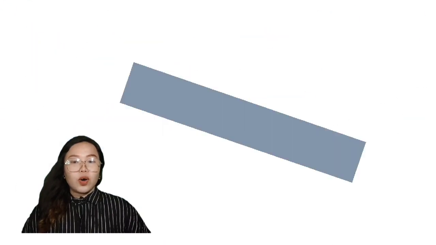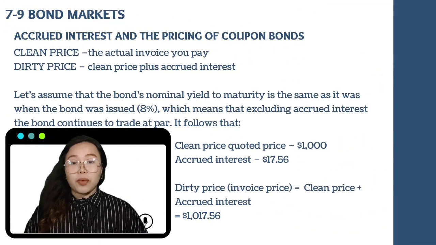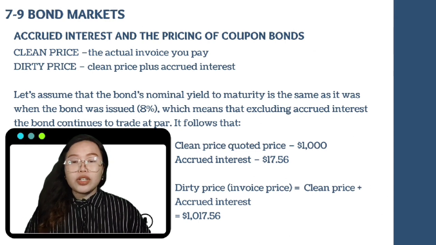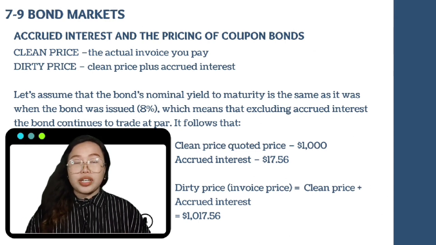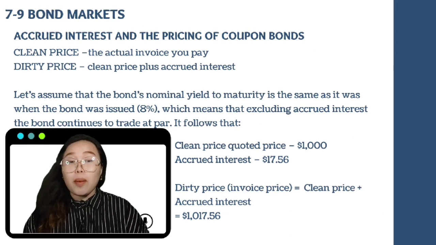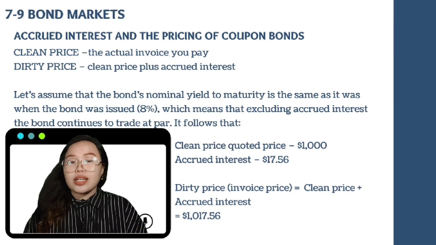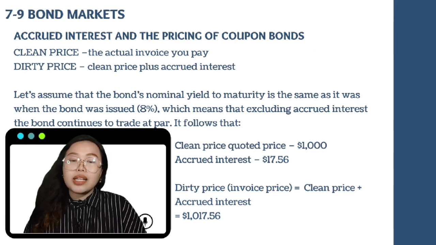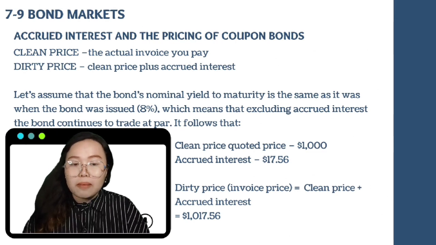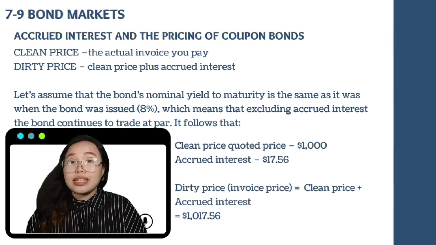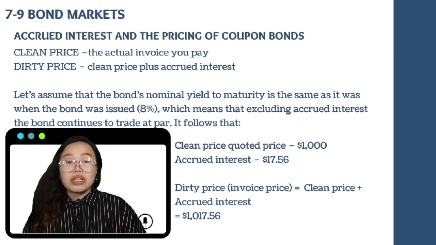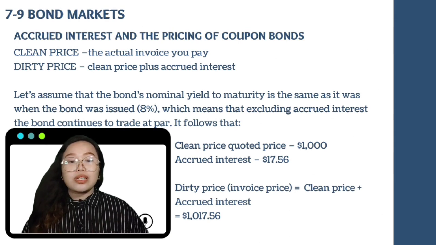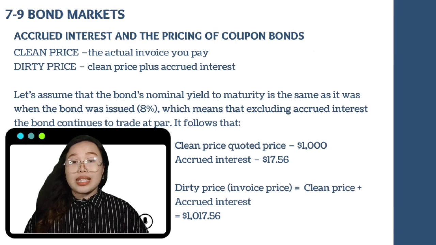which is equal to $17.56. Let's define the clean price and the dirty price and how we can get the dirty price. The clean price is the actual invoice you pay, while the dirty price is the clean price plus accrued interest. Let us assume that the bond's nominal yield to maturity is the same as it was when the bond was issued, 8%, which means that, excluding accrued interest, the bond continues to trade at par. It follows that the clean, or quoted, price is $1,000 and the accrued interest is $17.56, and when you add these two, it is equal to $1,017.56, which represents the dirty price.